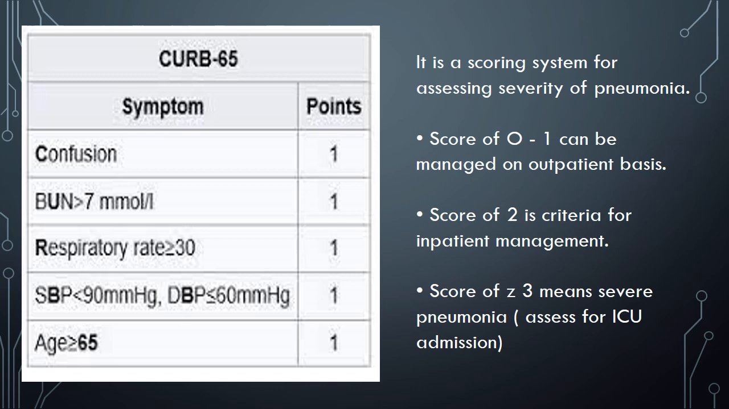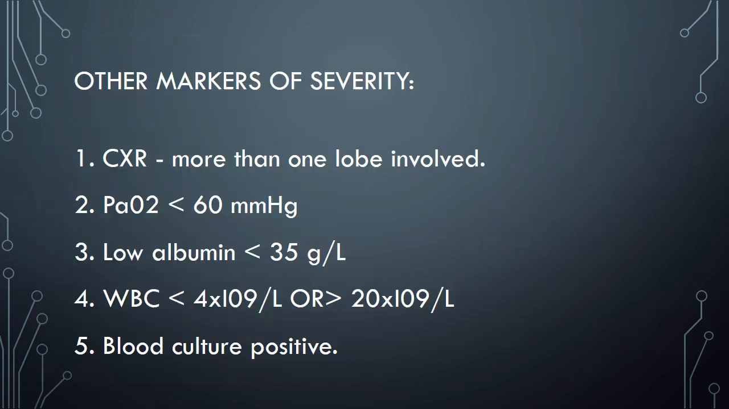A score of 0 to 1 can be managed on outpatient basis. A score of 2 is criteria for inpatient management, and a score of 3 or more means severe pneumonia and we should go for ICU admission.